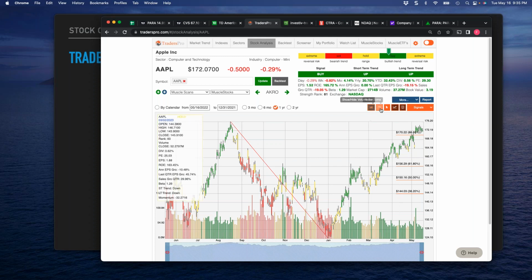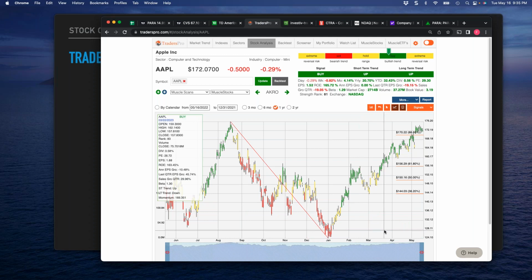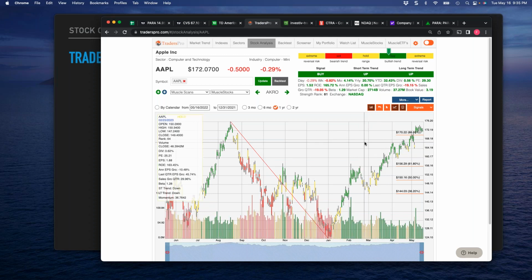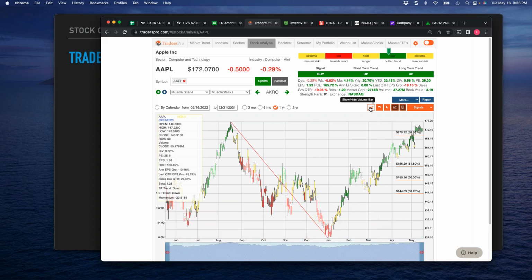The button that we have here, show or hide the volume bars, will either show volume at the bottom of the chart or hide it depending on what you prefer. If you think it's easier for you to analyze a stock without the volume, then you can go ahead and remove it.